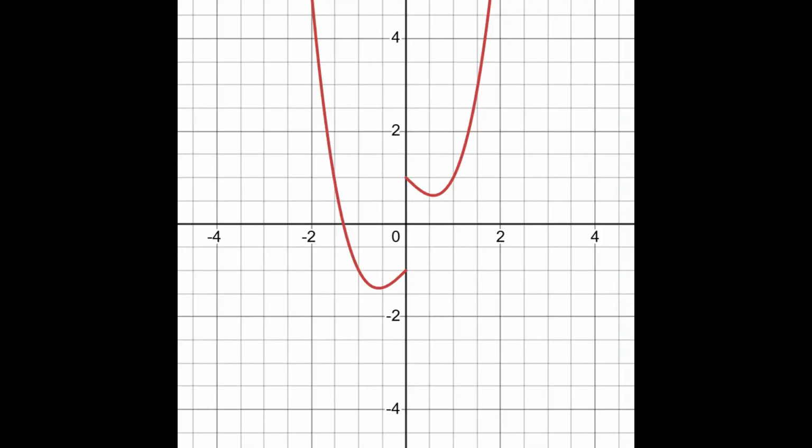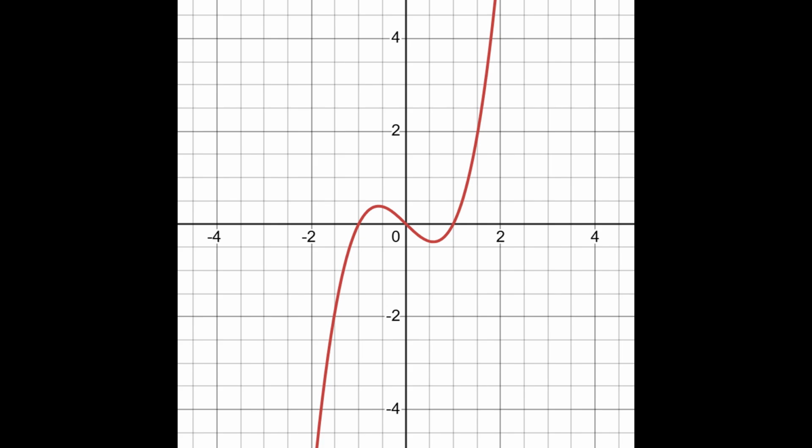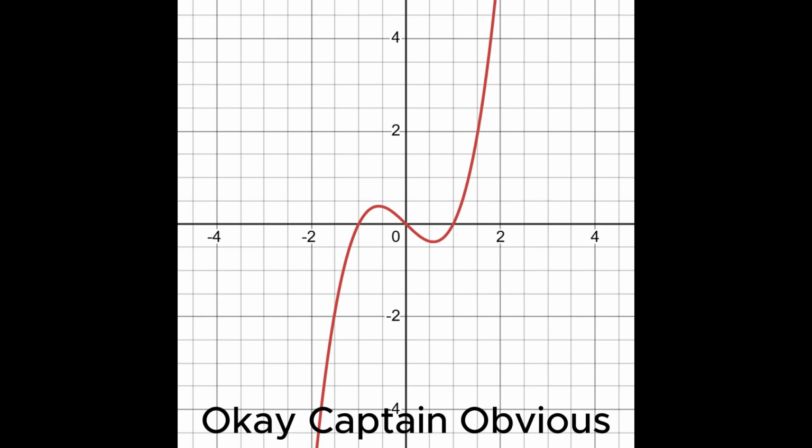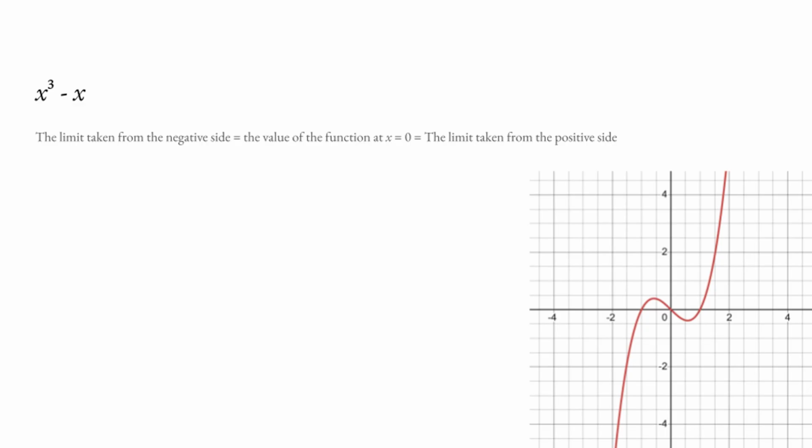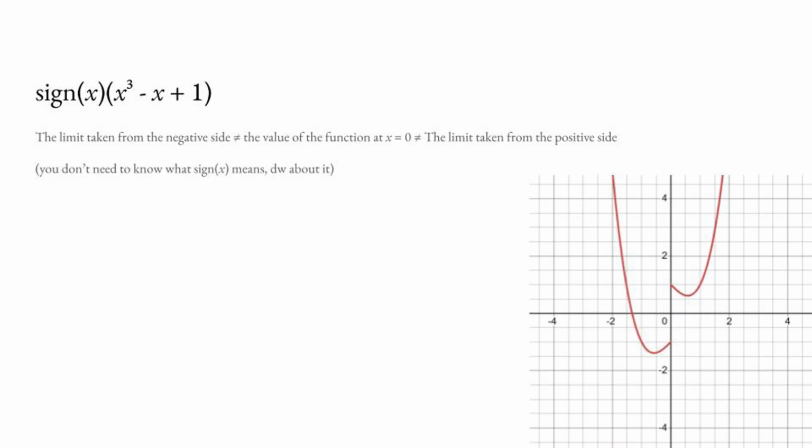In a graphical sense, discontinuous functions are, well, discontinuous, and continuous functions are, well, continuous. In an algebraic sense, a function is continuous if and only if the limit taken from the negative side is equal to the limit taken from the positive side is equal to the value of the function at a certain number. Otherwise, it is discontinuous.